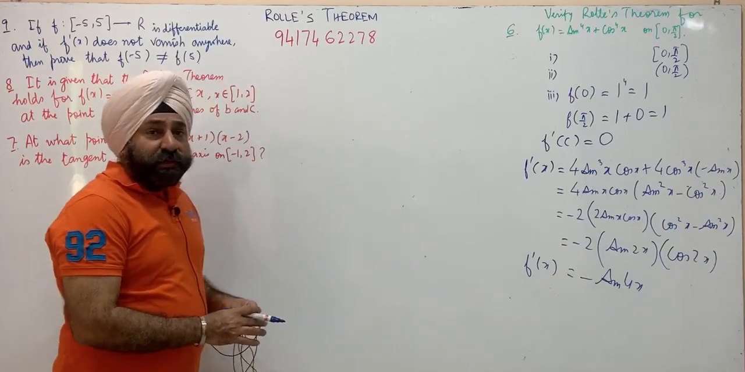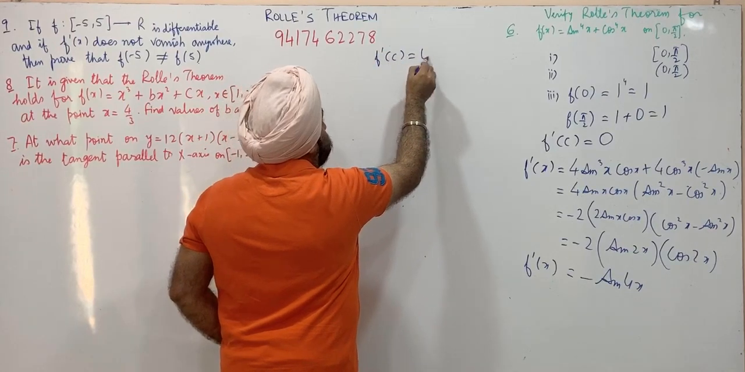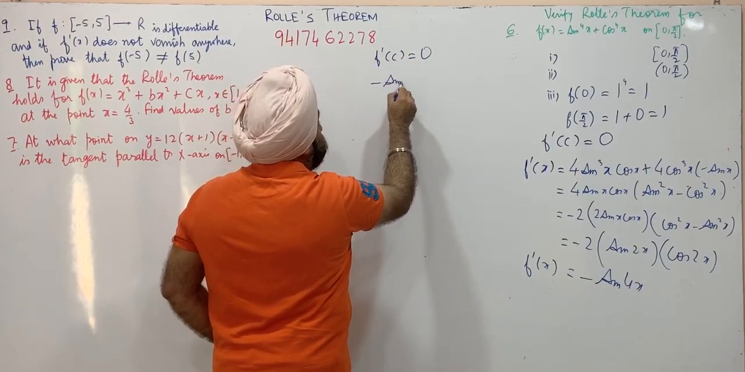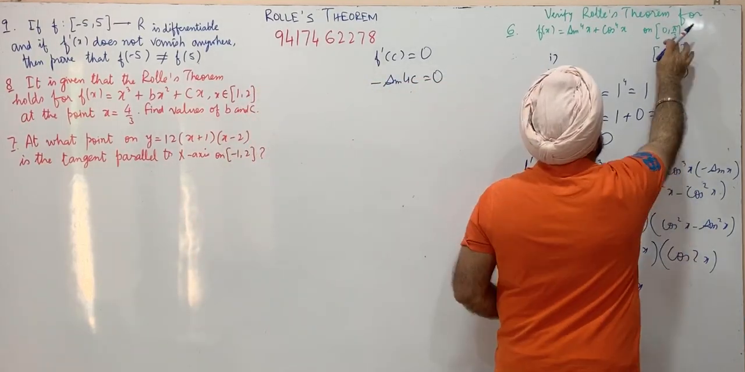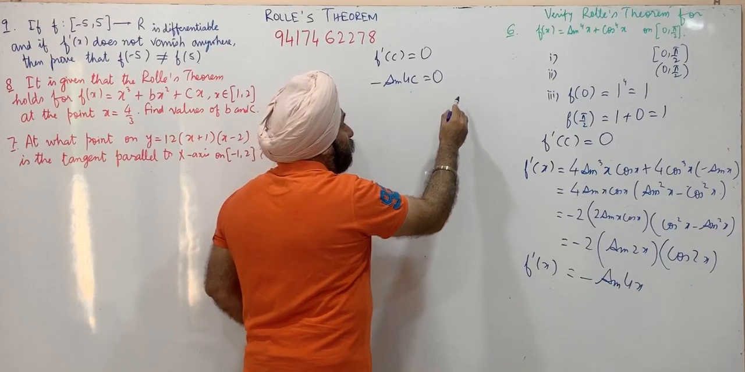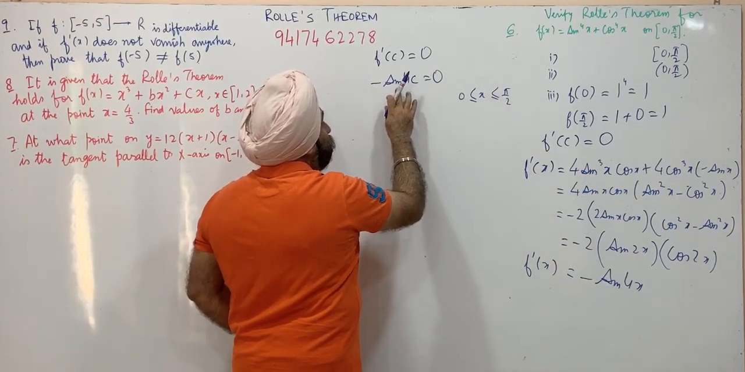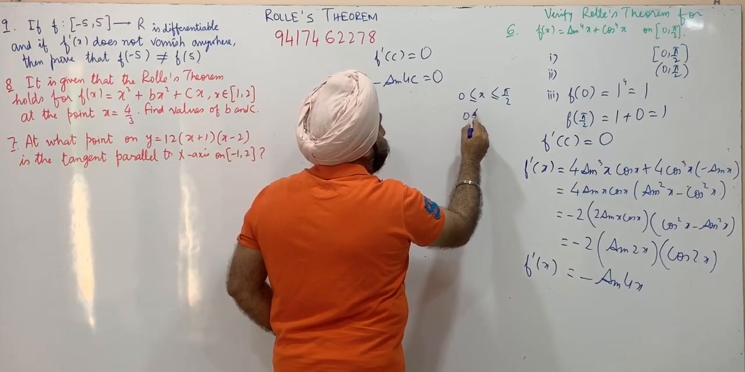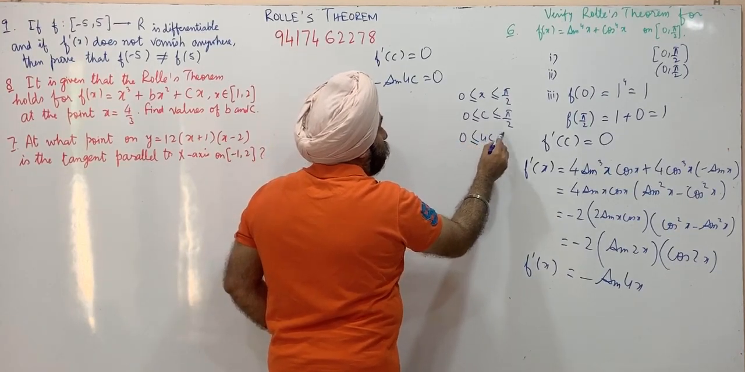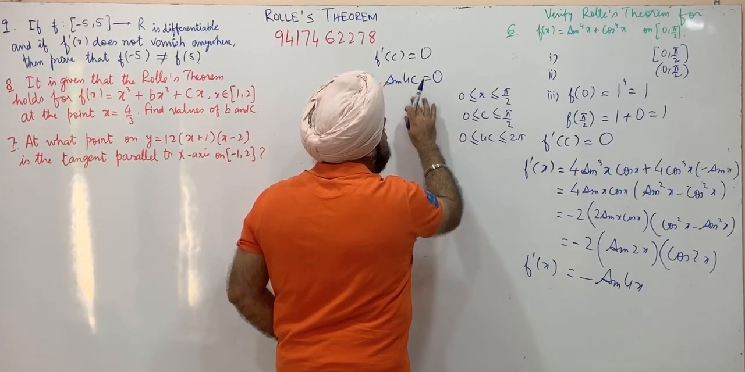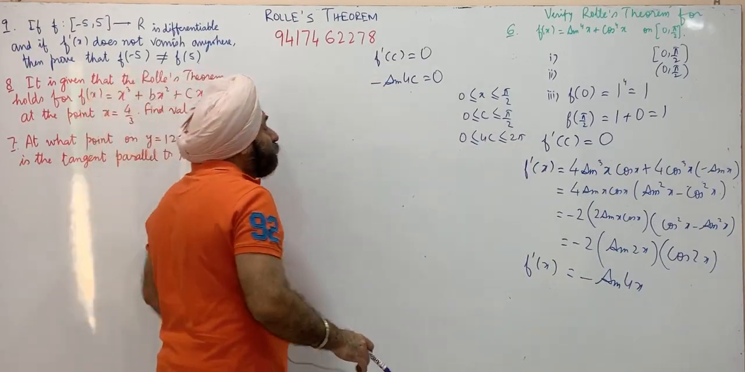To find the value of c, we use the result of Rolle's theorem. F dash of c is equal to 0, so minus sine of 4c is equal to 0. The given interval is 0 to pi by 2, so these are values of x. Let's write 0 less than or equal to x less than or equal to pi by 2. So for c, this is 0 less than or equal to c less than or equal to pi by 2. Multiplying throughout by 4, 4c is an angle between 0 and 2 pi, covering the first, second, third and fourth quadrants.